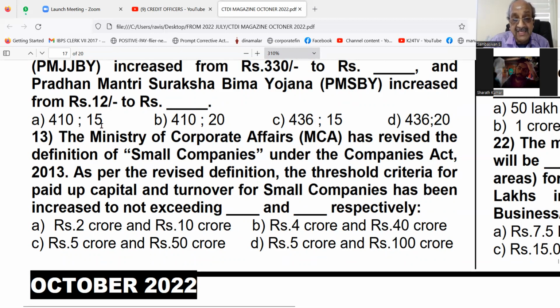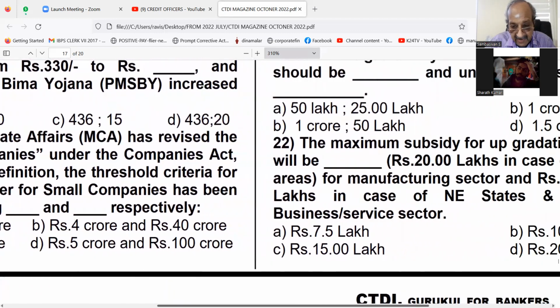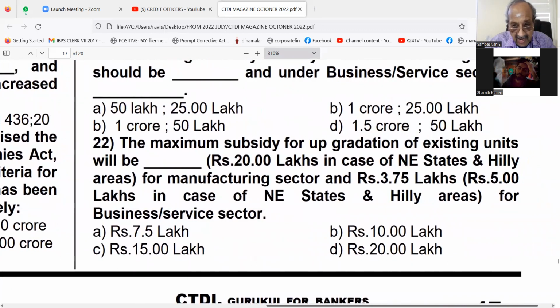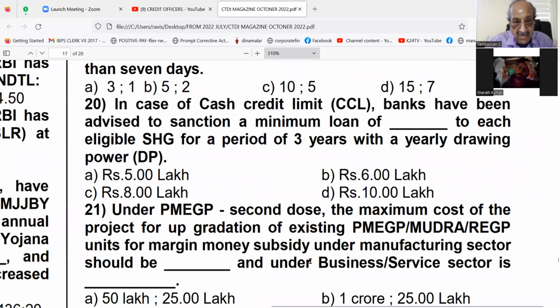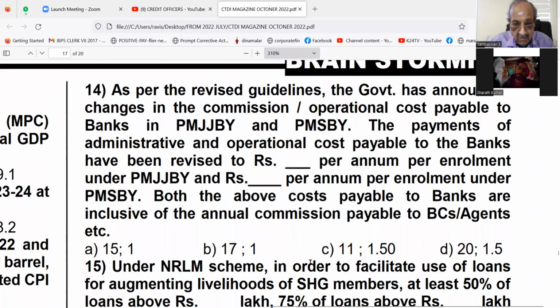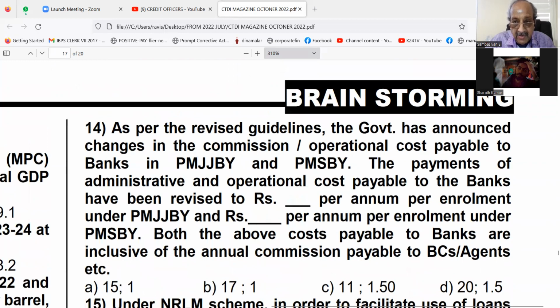Please read it, filling this once again. Sharat Kumar, the Ministry of Corporate Affairs. The Ministry of Corporate Affairs has revised the definition of small companies under the Companies Act 2013. As per the revised definition, the threshold criteria for paid up capital and turnover for small companies has been increased to not exceeding 4 crores and 40 crore respectively. Super. The definition of small company depends not only on the capital, but also on the turnover. That's what we have seen now. Very good.